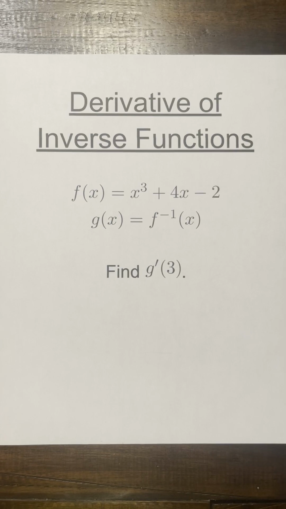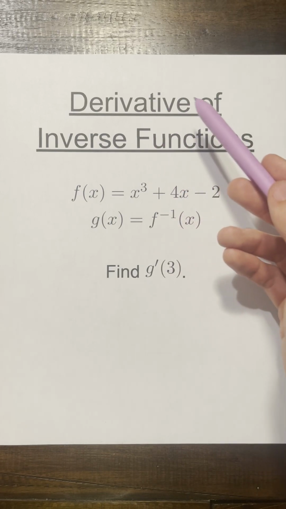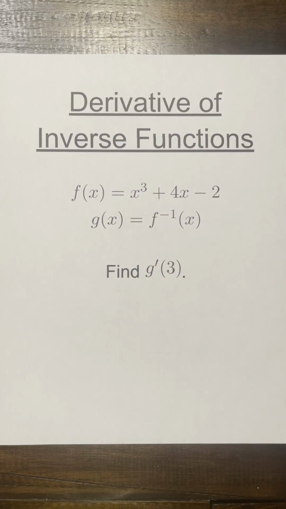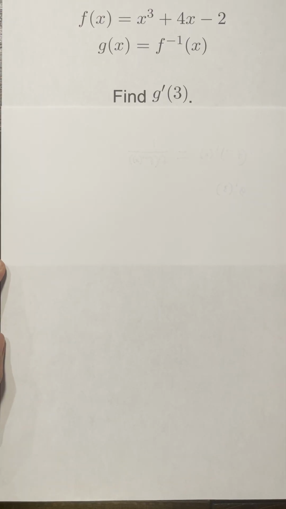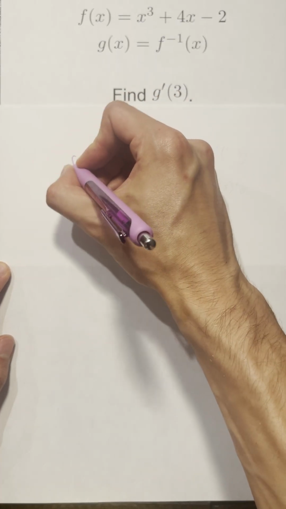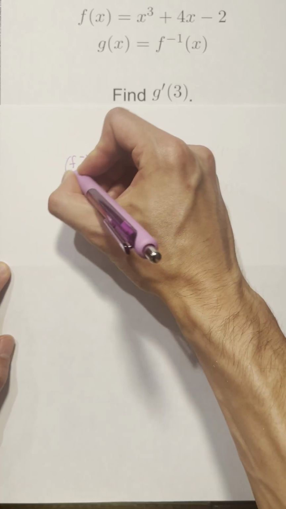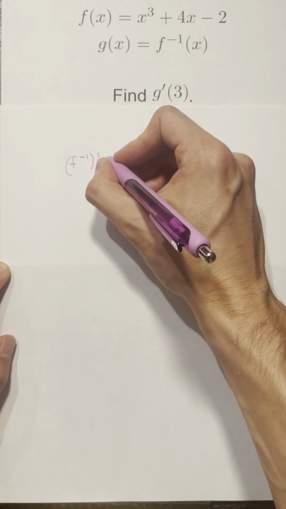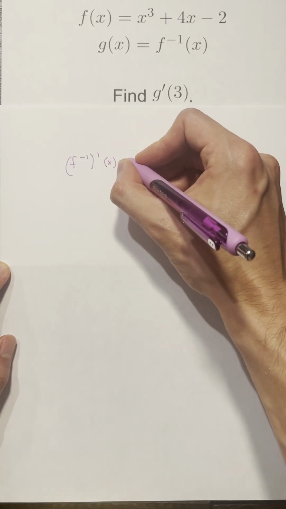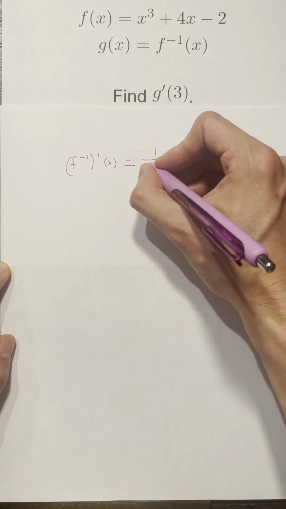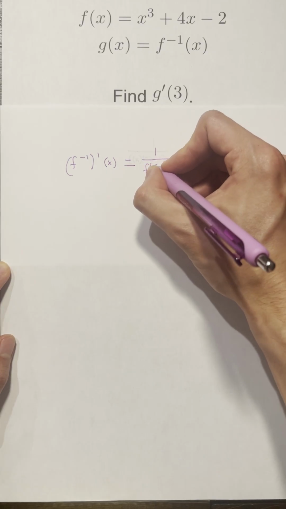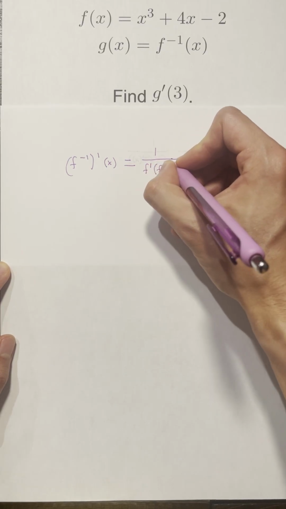What is the formula for derivative of inverse functions? The formula is f inverse prime of x is equal to 1 over f prime of f inverse of x.